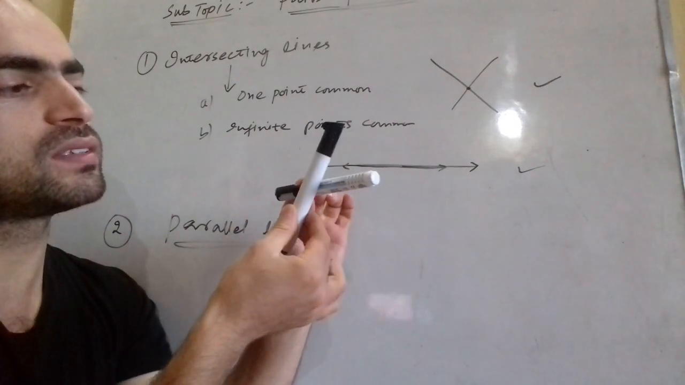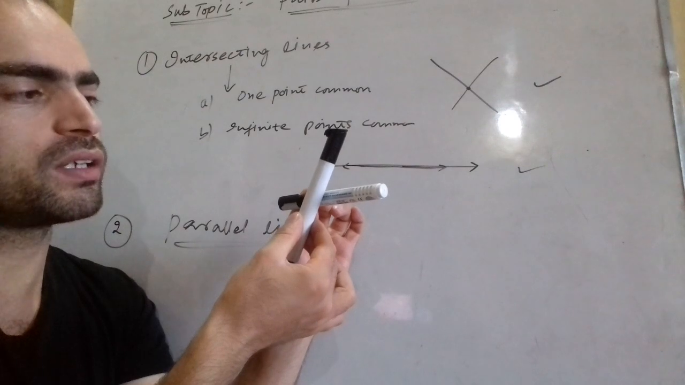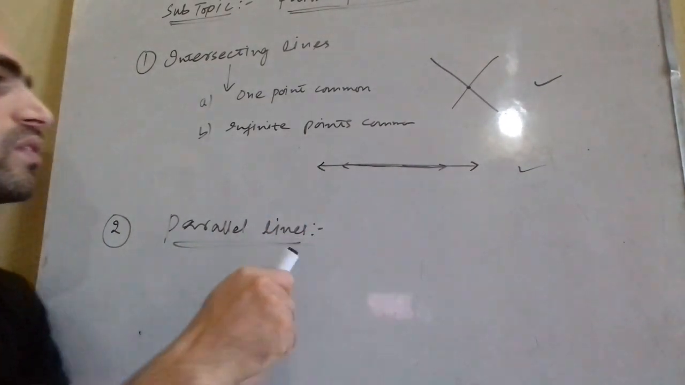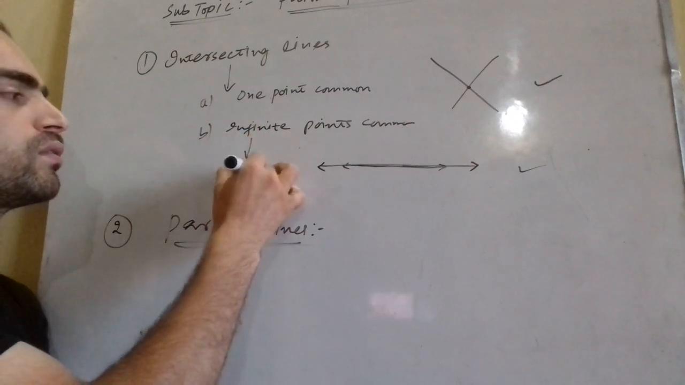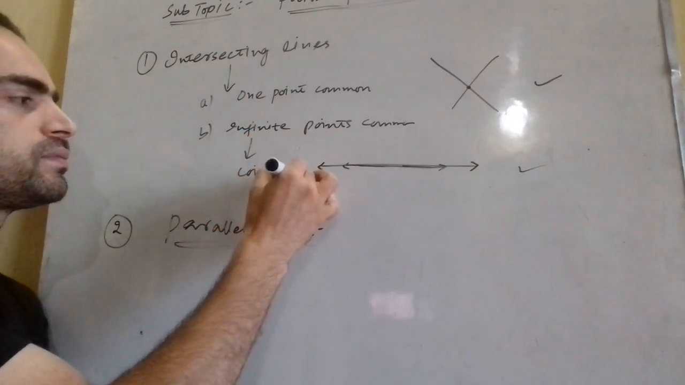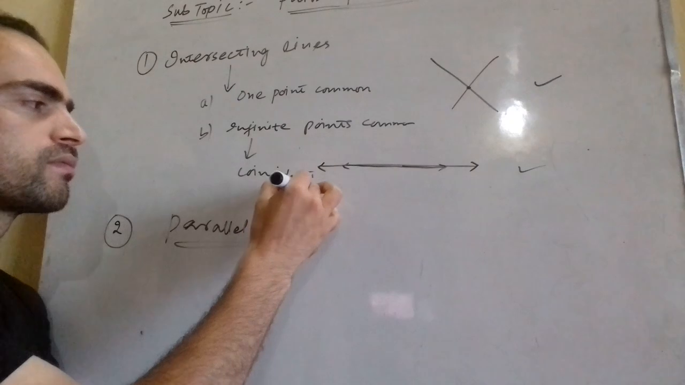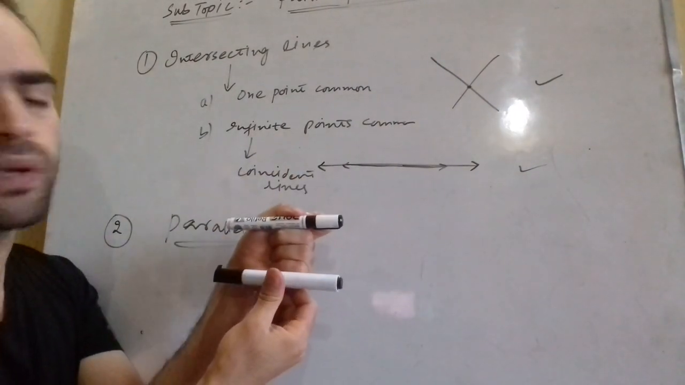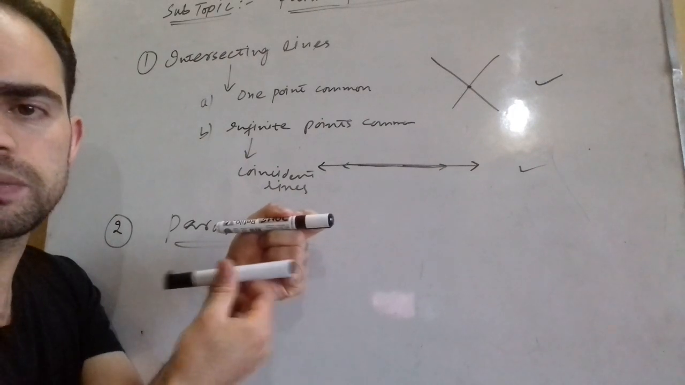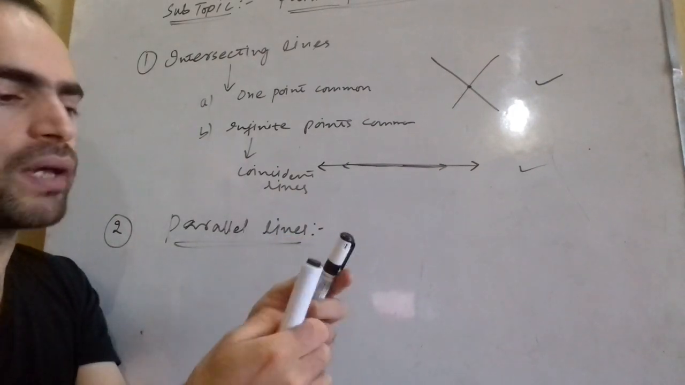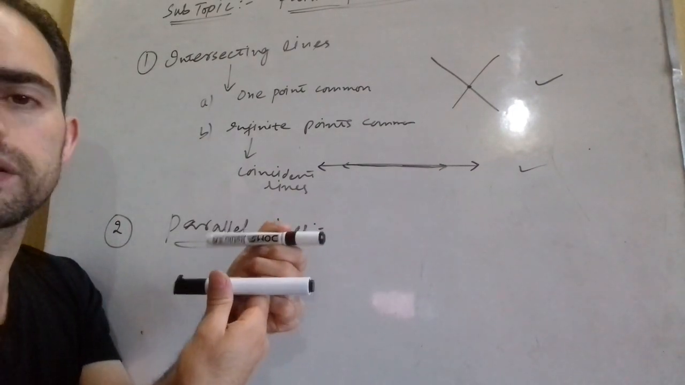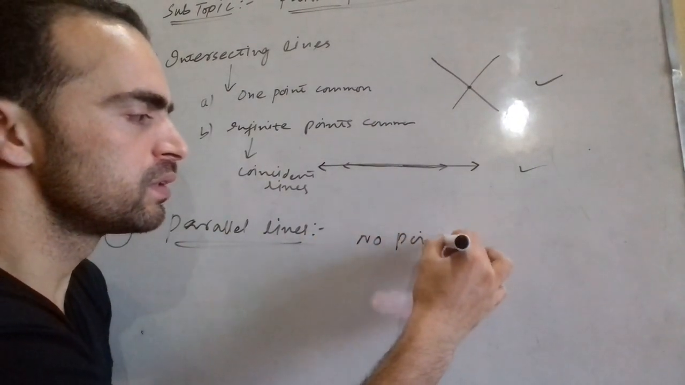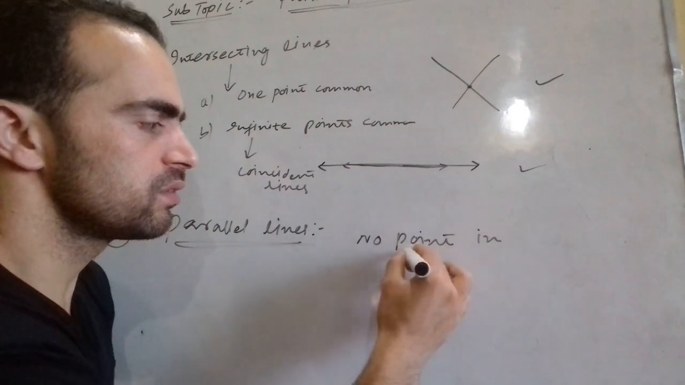First case was this one, intersecting lines, they have one point of intersection. Second was this, coincident lines, and we call this coincident lines. And third is parallel lines. Parallel lines means these two lines have no point in common. They go just parallel to each other, that's why we call them parallel lines. So in this case you can say no point in common.